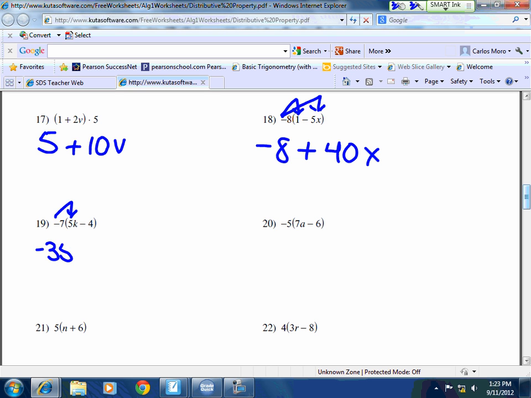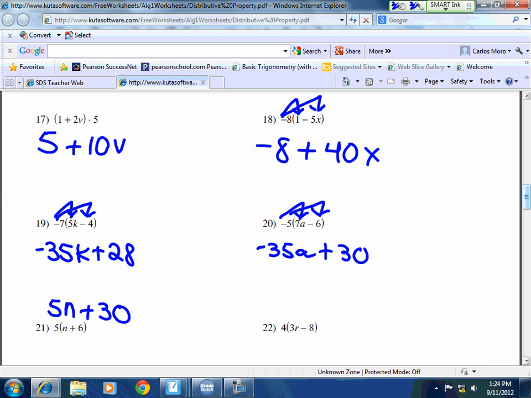Negative 35k plus 28. Awesome, dude. Next. Negative 35a plus 30. Awesome, dude. Next. 5n plus 30. Awesome. Next. 12r minus 32. Awesome. Does that make sense, guys?